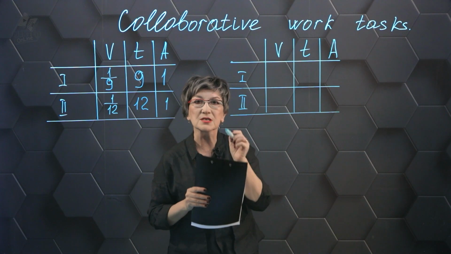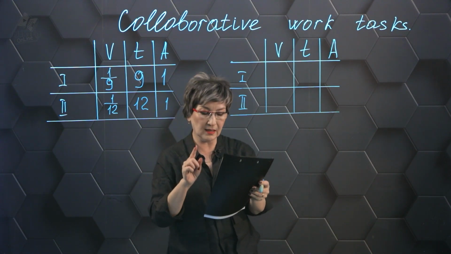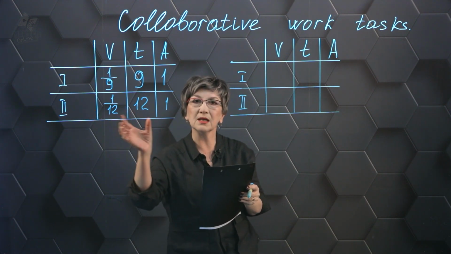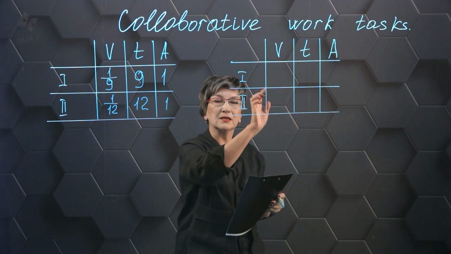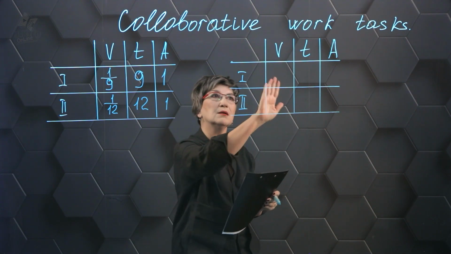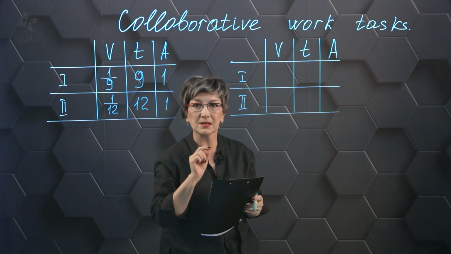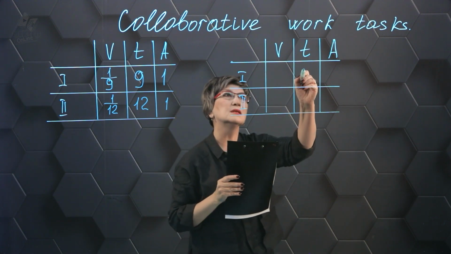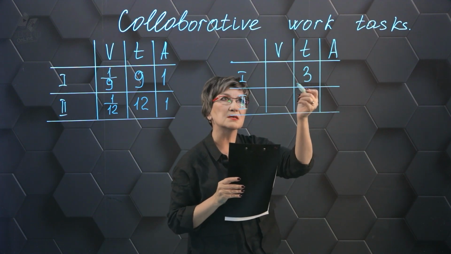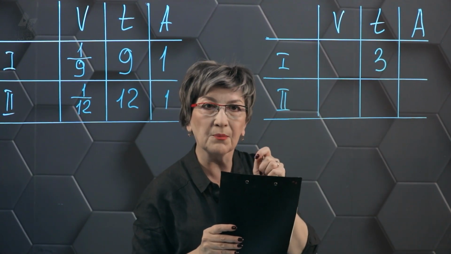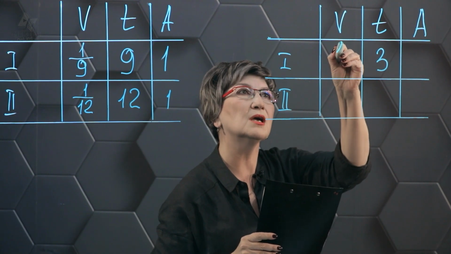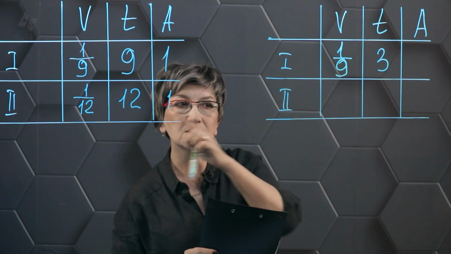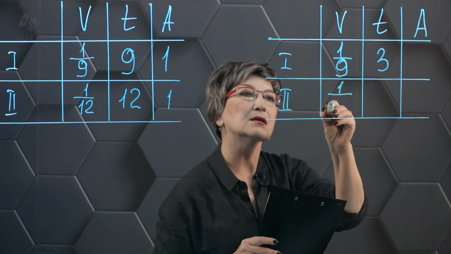The problem condition says that the first company worked for 3 months and the rest of the work was done by the second company. And in order to record the new data, I need a second table. The first company worked for 3 months. I'm recording 3 months. The productivity of the first company did not change, so I will record the productivity of the first company 1/9. The productivity of the second company also remained 1/12.